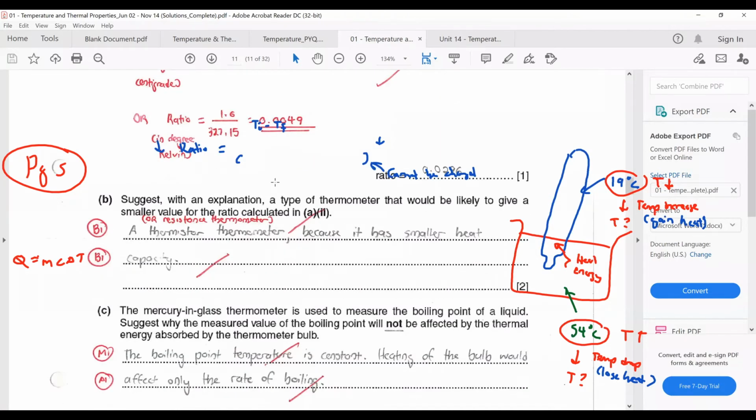All right, that part is fine. Then after that, you look at part C. Part C they ask you, the mercury in glass thermometer is used to measure boiling point of a liquid. Suggest why the measured value of boiling point will not be affected by the thermal energy absorbed by the thermometer bulb.